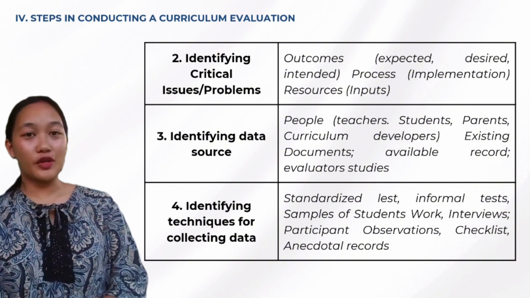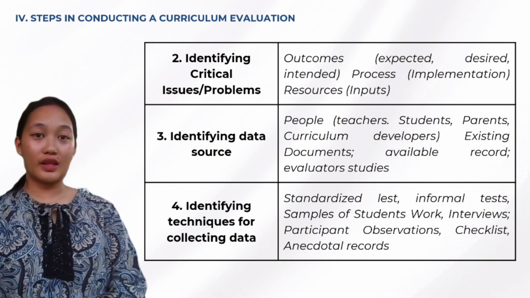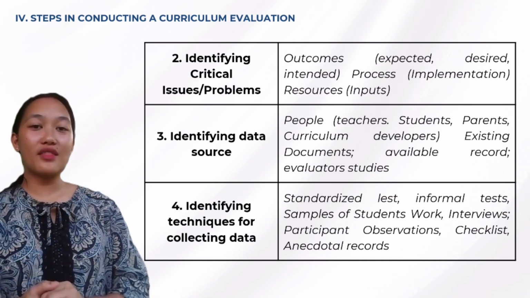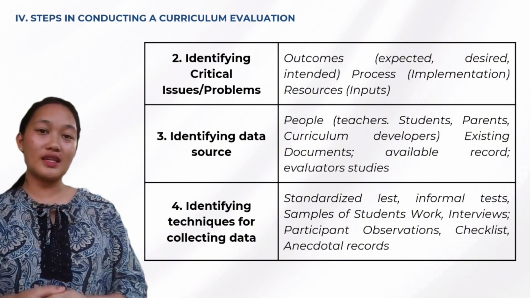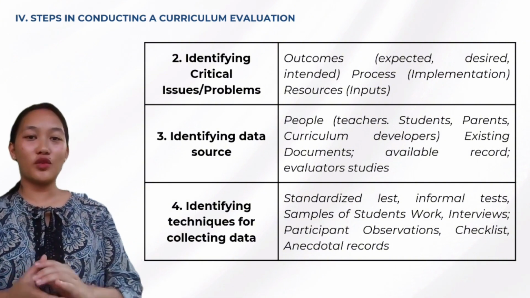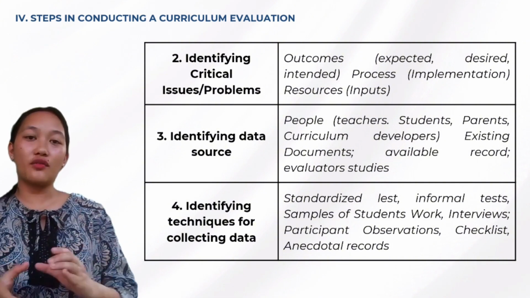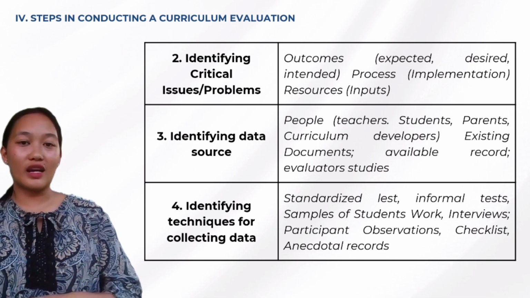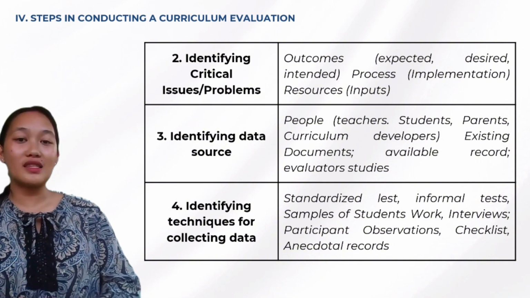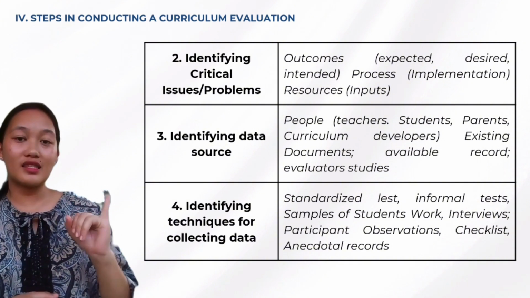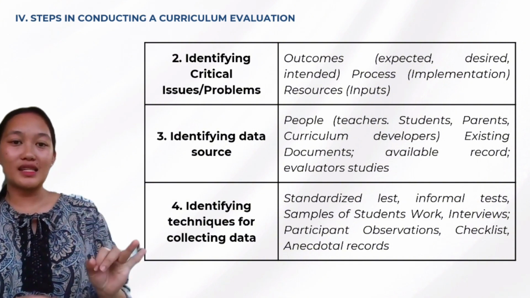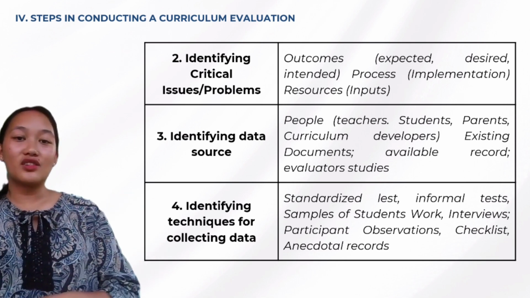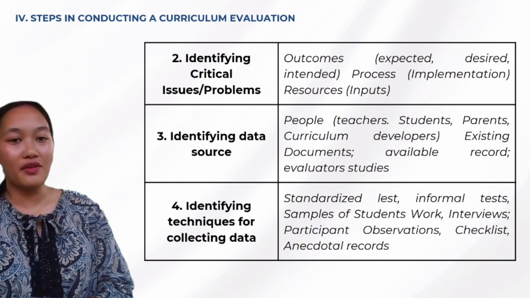Now, let us proceed to the fourth step, which is identifying techniques for collection. In this step, you have to focus on the specific methods you will use to gather information for your identified data sources. The techniques you choose should align with your evaluation questions and the nature of data you need. What to consider in this step is the range of data collection methods that can provide a comprehensive picture such as standardized tests, informal tests, samples of students' work, interviews, participant observations, checklists, anecdotal records, and surveys.